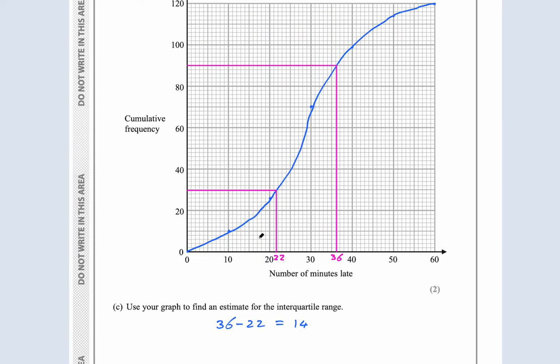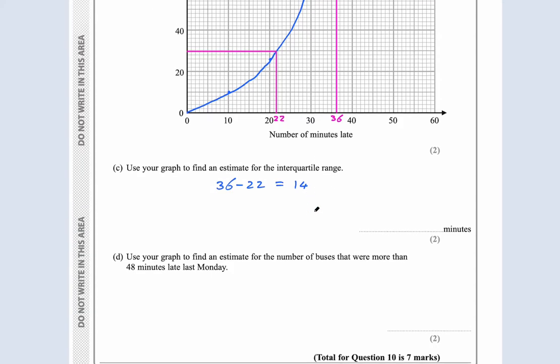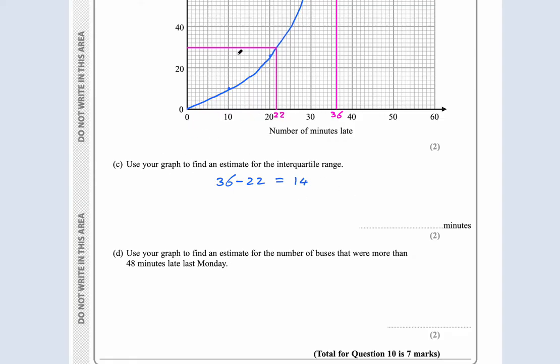I'm assuming because my graph is not perfect, I've got it wrong. But the answer I have is 16. They probably give a range of values that is acceptable. Anyway, that's how you do it. Make sure you do it more accurately than me.